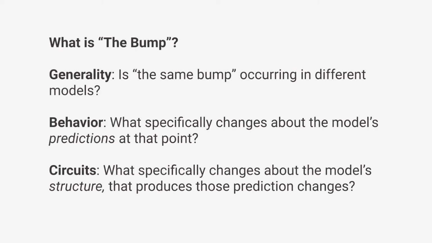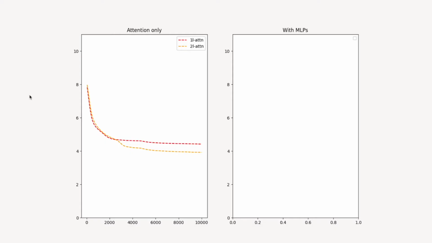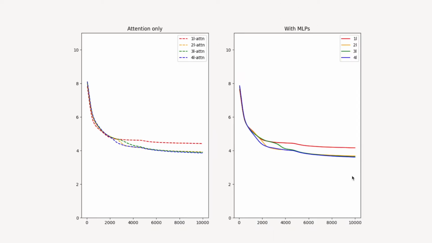So let's go question by question. I'll start with generality and show you how this bump occurs across different models. In terms of generality, I'll first show you these small models that we work with. This is the same graph I was showing you before with the 1-layer and 2-layer attention-only model. And I'll show a couple more attention-only models on the left here, and I'll also show a few models with MLPs on the right. Here I've added the rest of the models in different colors, and you can see that the 1 through 4 layer, attention only, and with MLPs all show some kind of a bump.